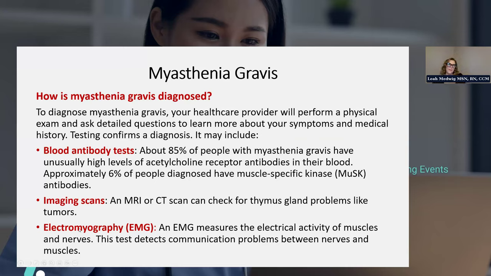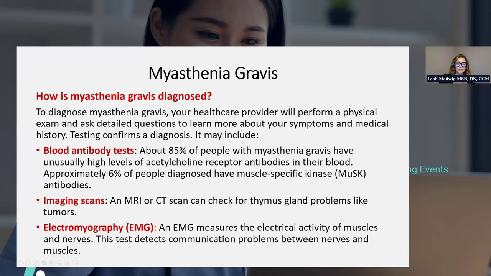So how is myasthenia gravis diagnosed? We diagnose by blood antibody tests. About 85% of these people usually have high levels of acetylcholine receptor antibodies, which we did see. We can do imaging scans, and an MRI or a CT scan can check for thymus gland problems like tumors.